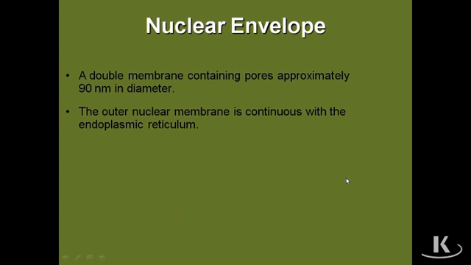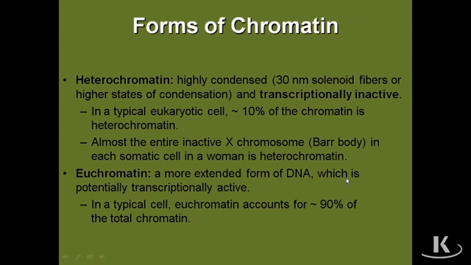The nuclear envelope, as we said earlier, is a structure that is in the form of a double membrane. And it contains pores that we'll see are continuous with the endoplasmic reticulum. And there's only one other subcellular organelle that contains a double membrane surrounding it, and that will be a mitochondria. Chromatin, as we indicated, it's either in the form of heterochromatin, which is transcriptionally inactive, constituting about 10% of the chromatin in a typical eukaryotic cell, or it's euchromatin, which is basically a more extended and active form, which accounts in a typical protein-producing cell for about 90% of the total chromatin.